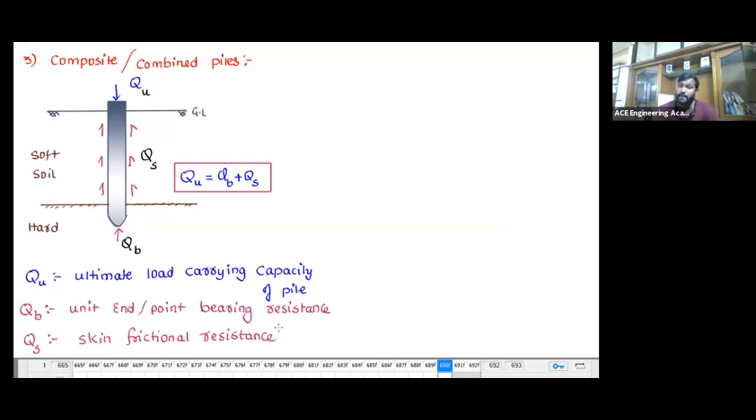If I say end bearing pile, you neglect the friction, which means QU is equal to QB only. If it is a friction pile, then you neglect the end bearing, which means QU is equal to QS only. Okay, so now this is based on the load transfer, and next based on displacement. You can call them displacement piles or non-displacement piles.